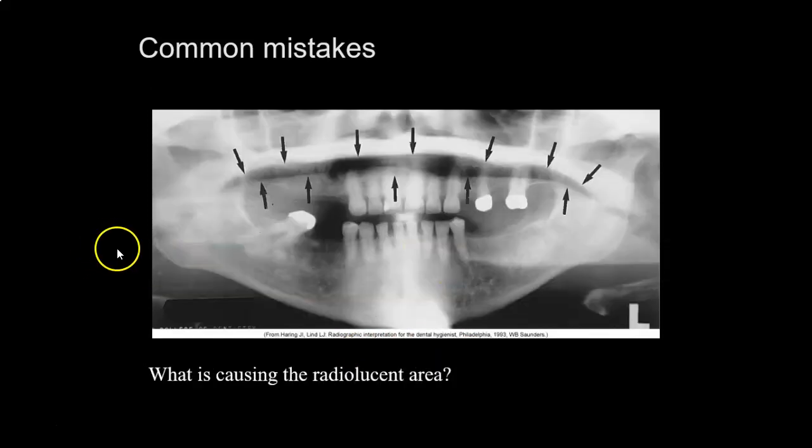What is causing the radiolucent, the dark area, radiolucent area? It's obscuring the apices. It's right below the hard palate. That's the tongue, not all the way up to the roof of the mouth, exposing the palatal glossal airspace.